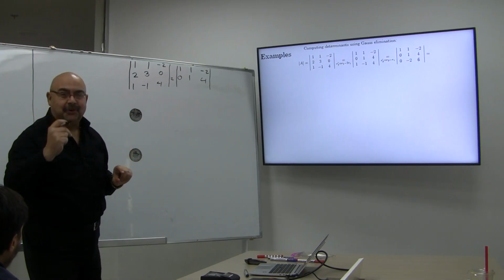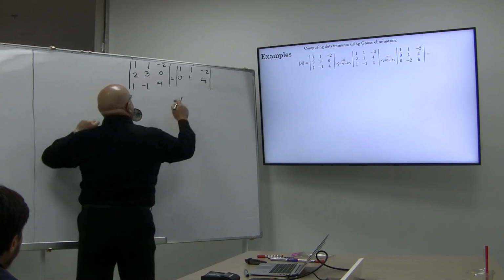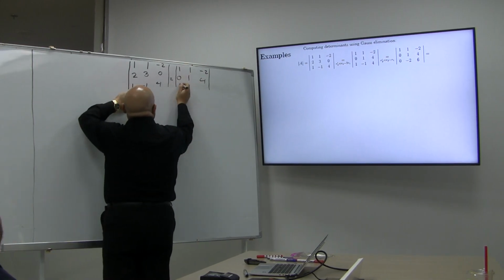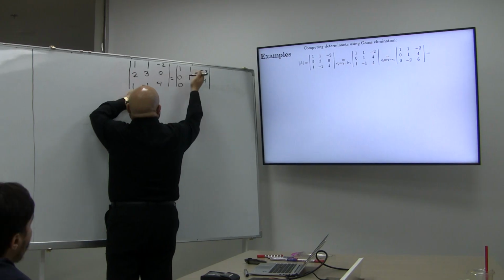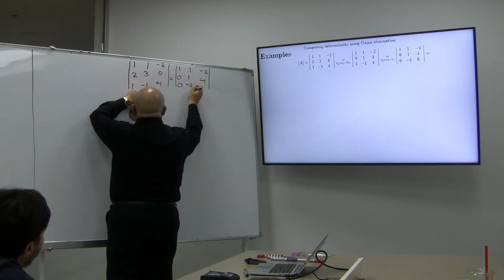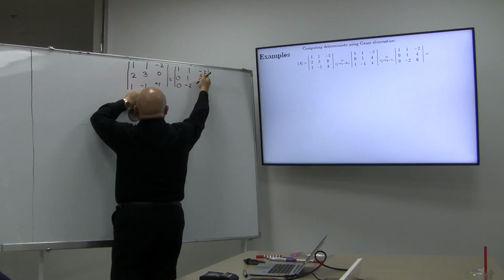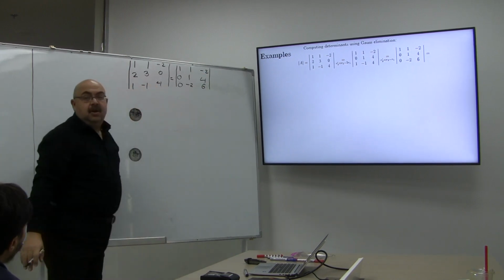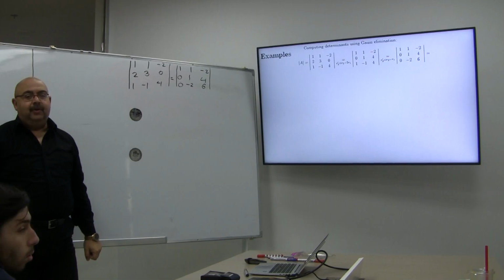I will do it once more. I will multiply the first row by negative 1 and add it to the last row. Negative 1 plus 1 is 0, negative 1 plus negative 1 is negative 2, negative 2 times negative 2... it's going to be 2 plus 4, it's going to be 6. Also, there is no change in the value of the determinant.